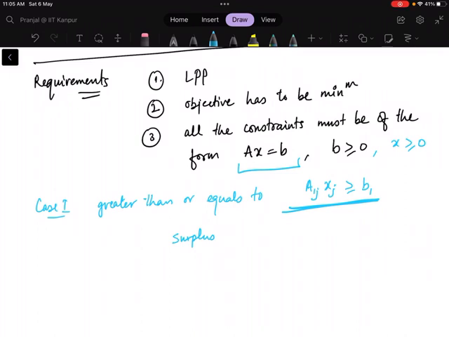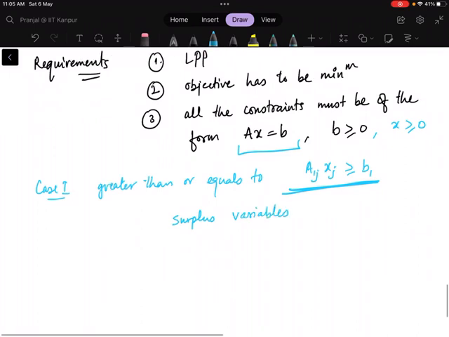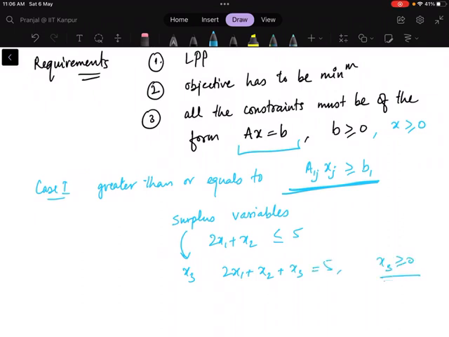Now slack variables are those which can be used in less than or equals to type or greater than or equals to type constraints, so that we can convert an inequality to an equality constraint. Suppose we have a less than or equals to constraint like 2x1 plus x2 less than or equals to 5. Using a slack variable x3, we can write 2x1 plus x2 plus x3 equals to 5, where x3 is greater than or equals to 0.